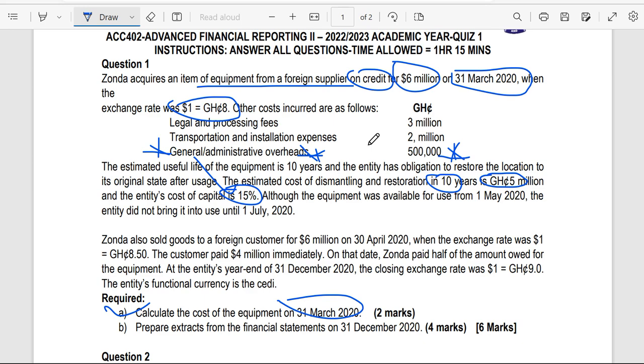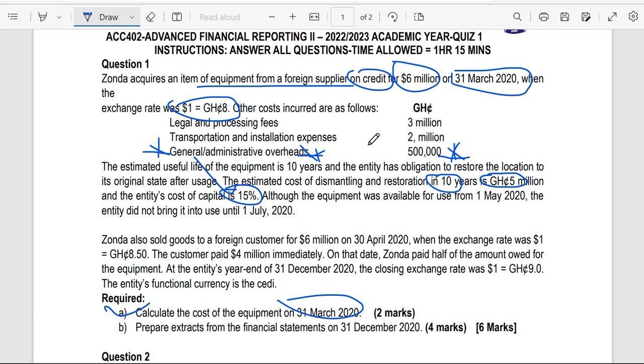And we are dealing with IAS 21. When you account for foreign currency transactions, there will be exchange gain or loss once the rates are changing.